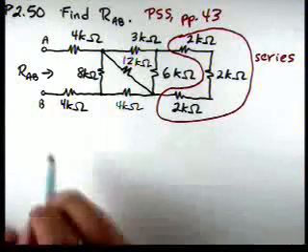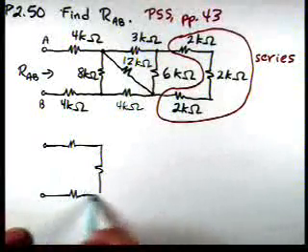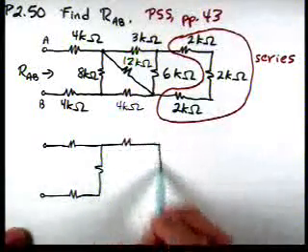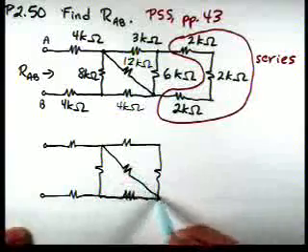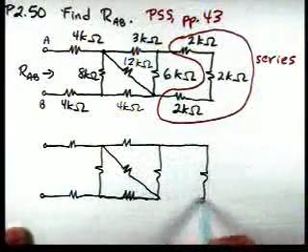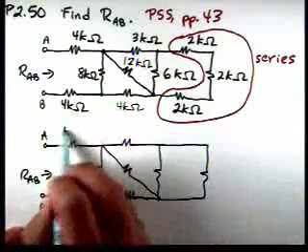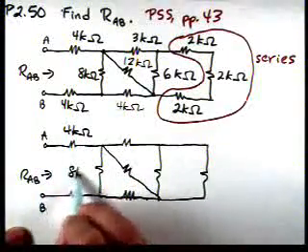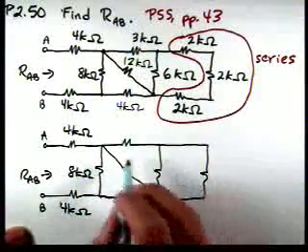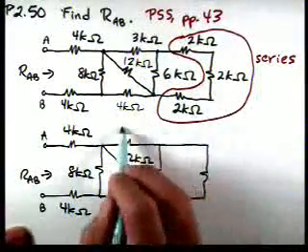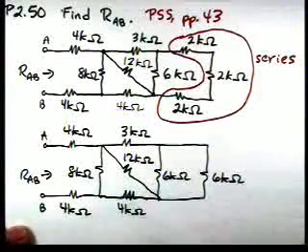So let's redraw the circuit showing that connection. Okay, so our resulting circuit will look as shown. So we combined the three 2 kiloohm resistors in series. So now we have two 6 kiloohm resistors in the circuit.